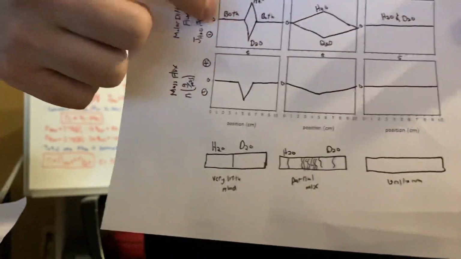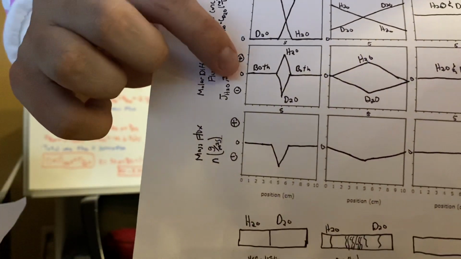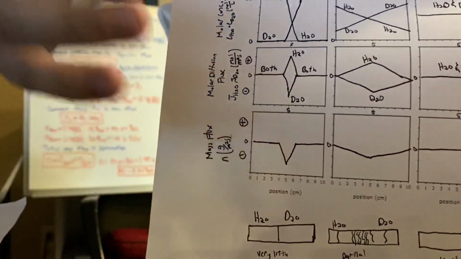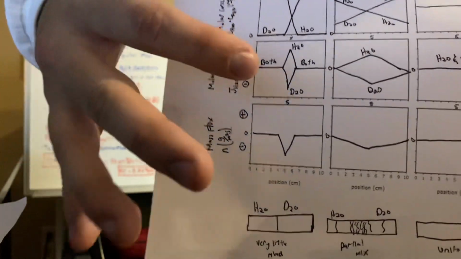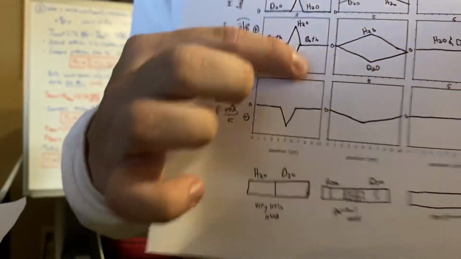These make a little more sense and are a little easier to understand. This is because in the actual molar diffusion flux graph, you can see that for the first 4 centimeters, they're both pretty much not moving. Same with the back 4 centimeters. But you can see in the middle here that H2O goes positive and deuterium goes negative.